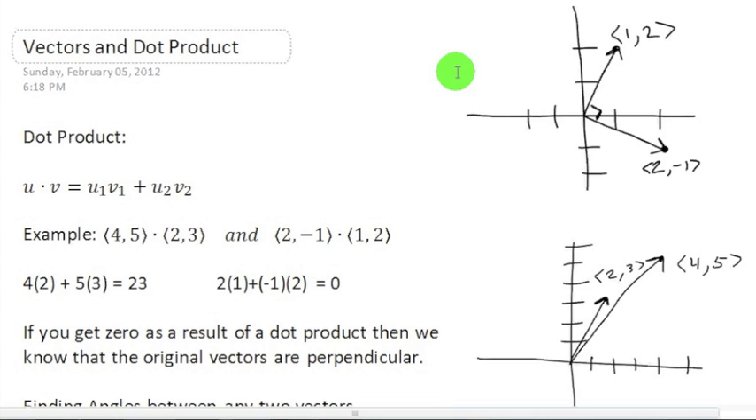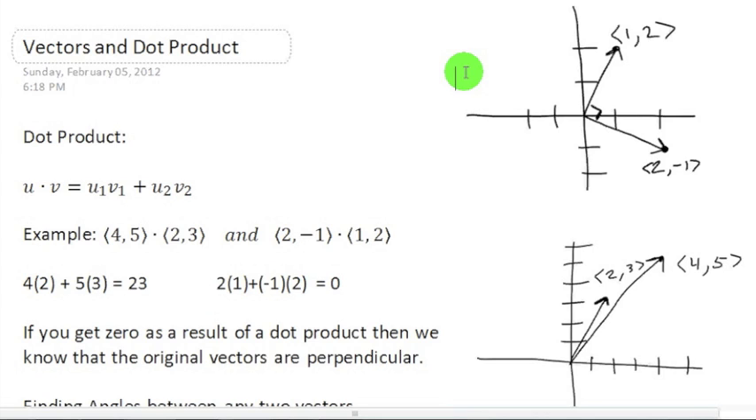Vectors and the dot product. This is covering section 6.4. We're going to cover topics like the dot product of two vectors, how to find an angle between any two vectors, and how to find work dealing with dot products and forces and vectors. The first part is called the dot product.